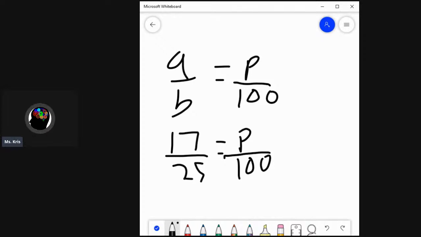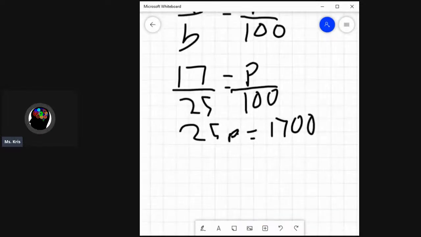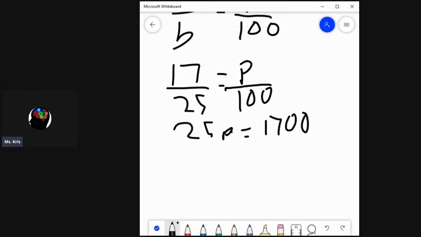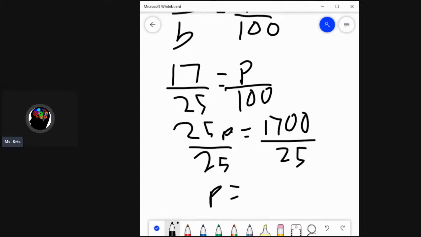So cross multiplication, I have 25 P that equals 1,700. And once I divide by 25 on both sides, P is going to equal 1,700 divided by 25. That gives me 68%.